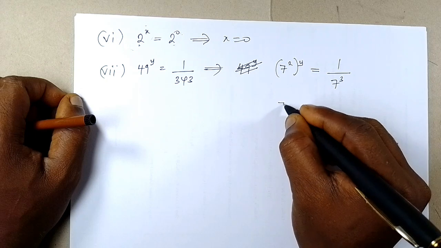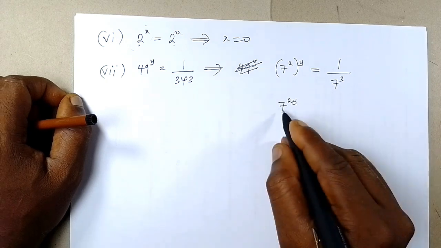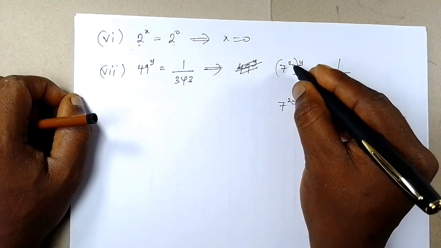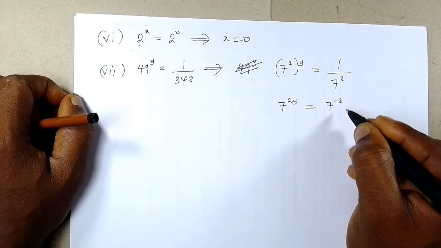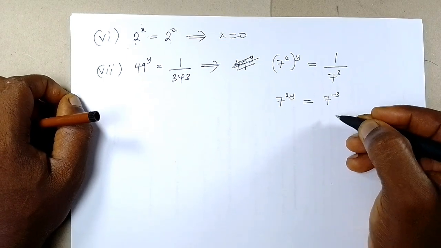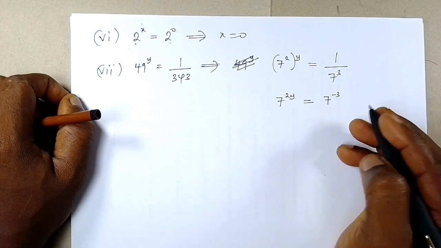So I'm going to have 7 raised to power 2y by the law of powers. The two powers will multiply. And this will be equal to 7 raised to power minus 3 by the law of negative index. Now, by the law of negative index, of course, this is true.